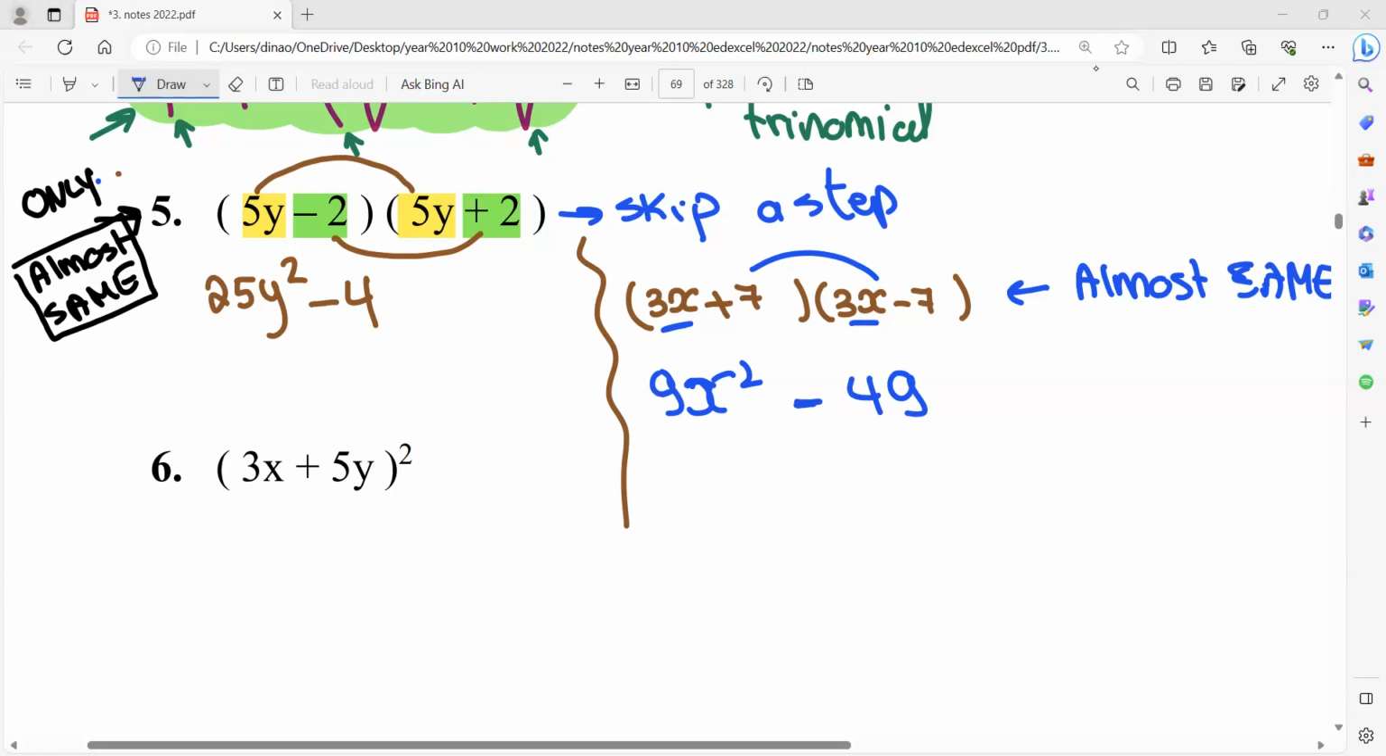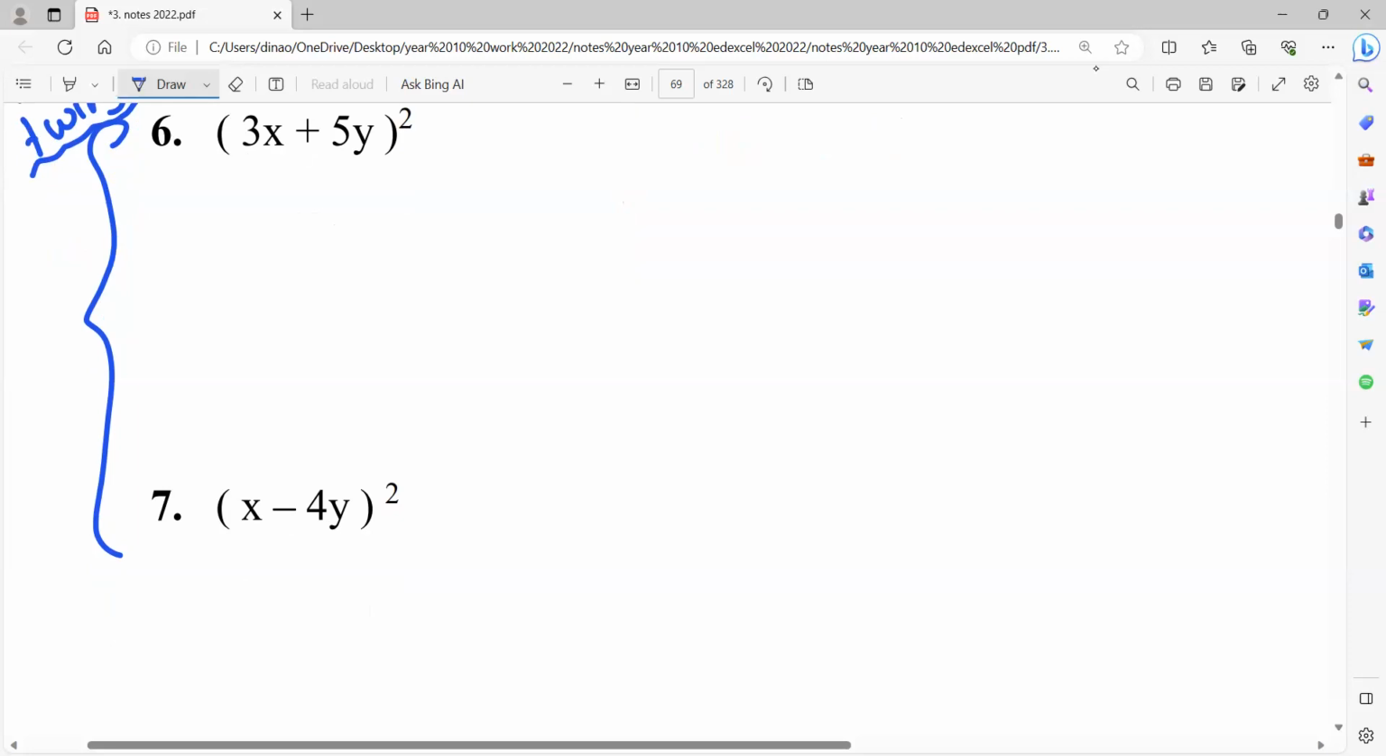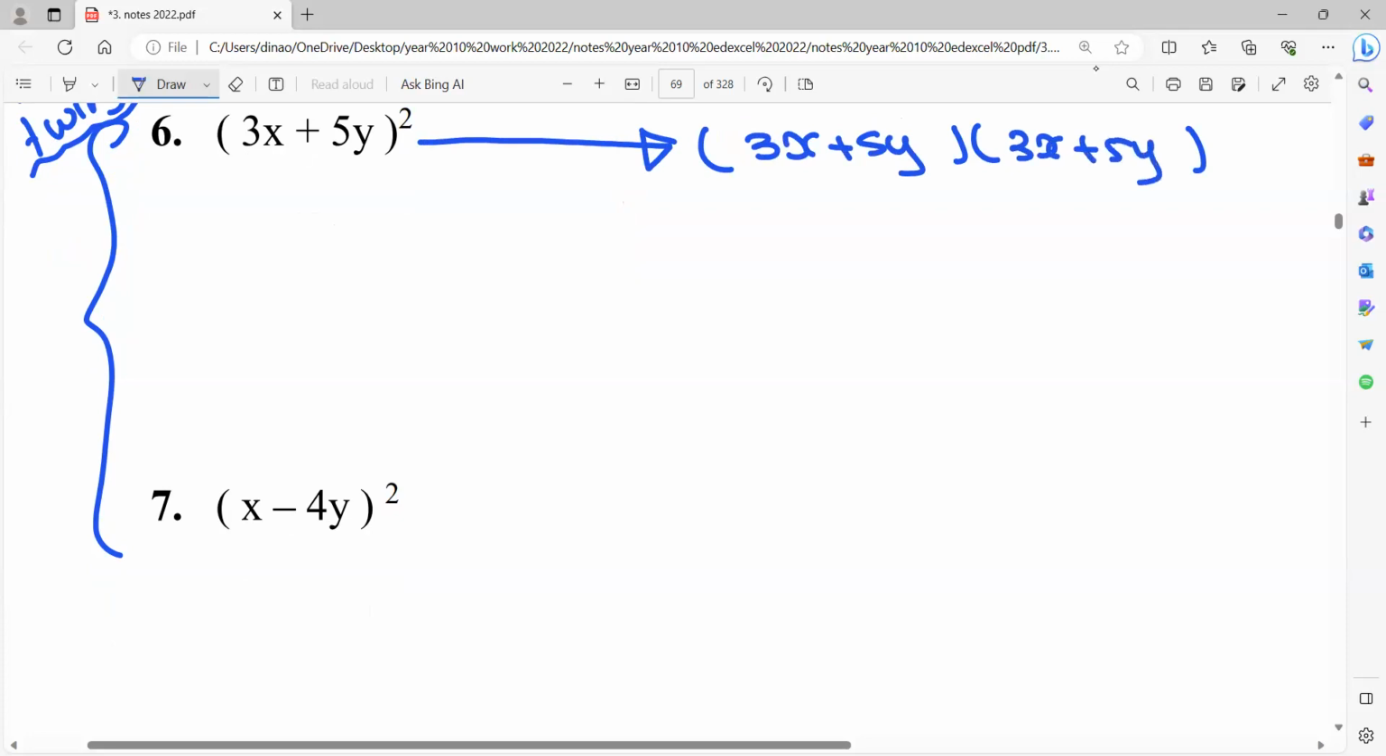Okay, now as for the last type of brackets, as you can see over here, are these two brackets over here, which I call the twins. Why did I call them the twins? Because a bracket power 2, if I wish to expand this bracket squared, this will be expanded into 3x plus 5y multiplied by itself. That's why I decided to call them twins.